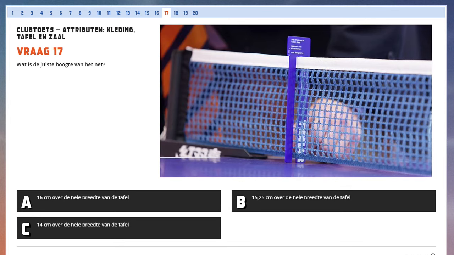A, it should be 16 centimeters over the whole width of the table. B, no, it should be 15.25 centimeters over the whole width of the table. Or C, 14 centimeters over the whole width of the table. So A is 16 centimeters, B is 15.25 centimeters, or C is 14 centimeters.